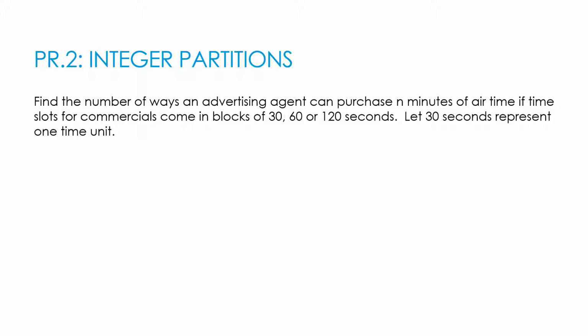I just have to write it symbolically. Here's a first question for you to try on your own. Again, I'm looking for, in this case, the number of ways an advertising agent can purchase n minutes of airtime if time slots for commercials come in blocks of 30, 60, or 120 seconds, and we're going to assume that 1 unit of time is 30 seconds. Try this question. When you are ready, press play to see how you did.